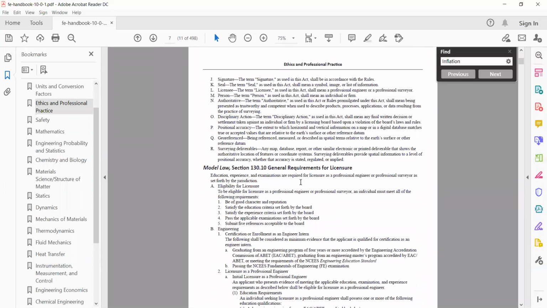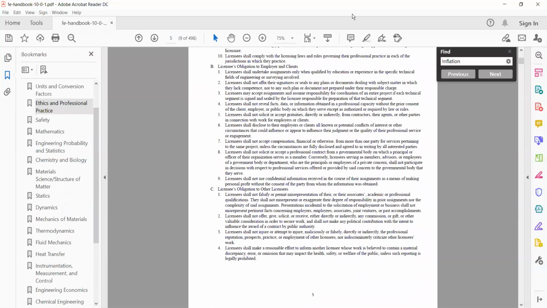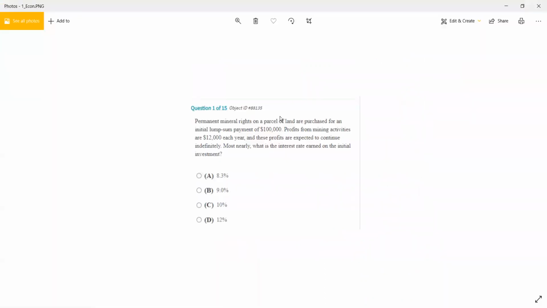Okay. With that said, we'll keep this handbook here. We'll refer back to it if we need to. But we are going to switch to some problems now. Some econ problems. I can navigate and annotate this. I don't have a tablet yet, so it's just going to be with a mouse. That's fine. All right. First problem.